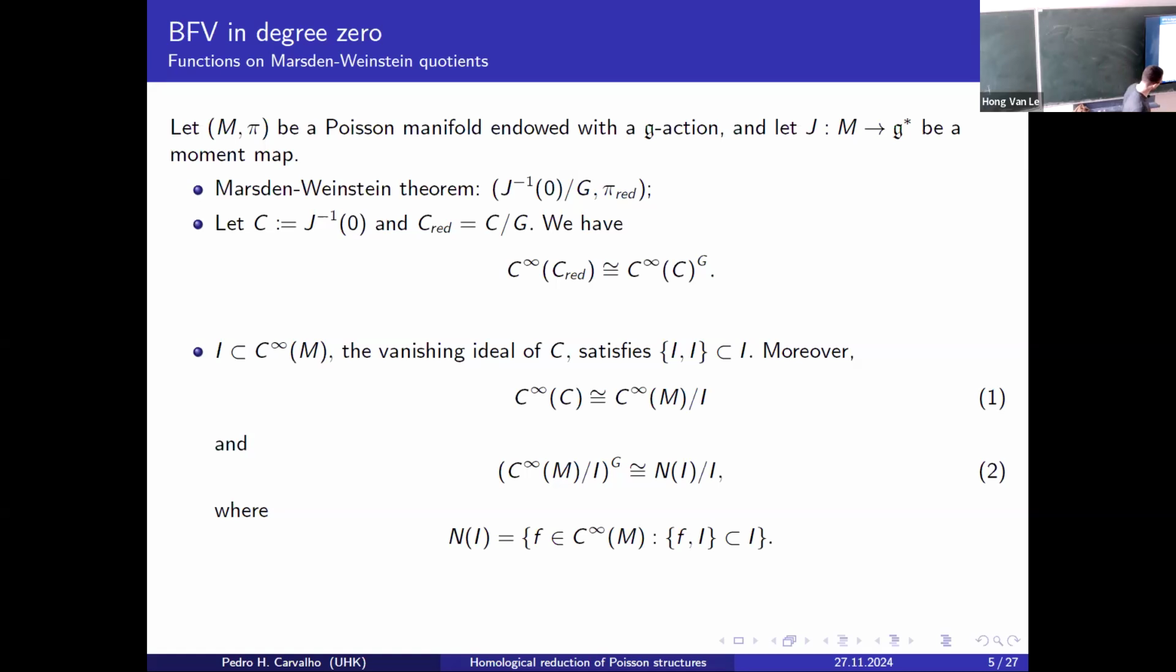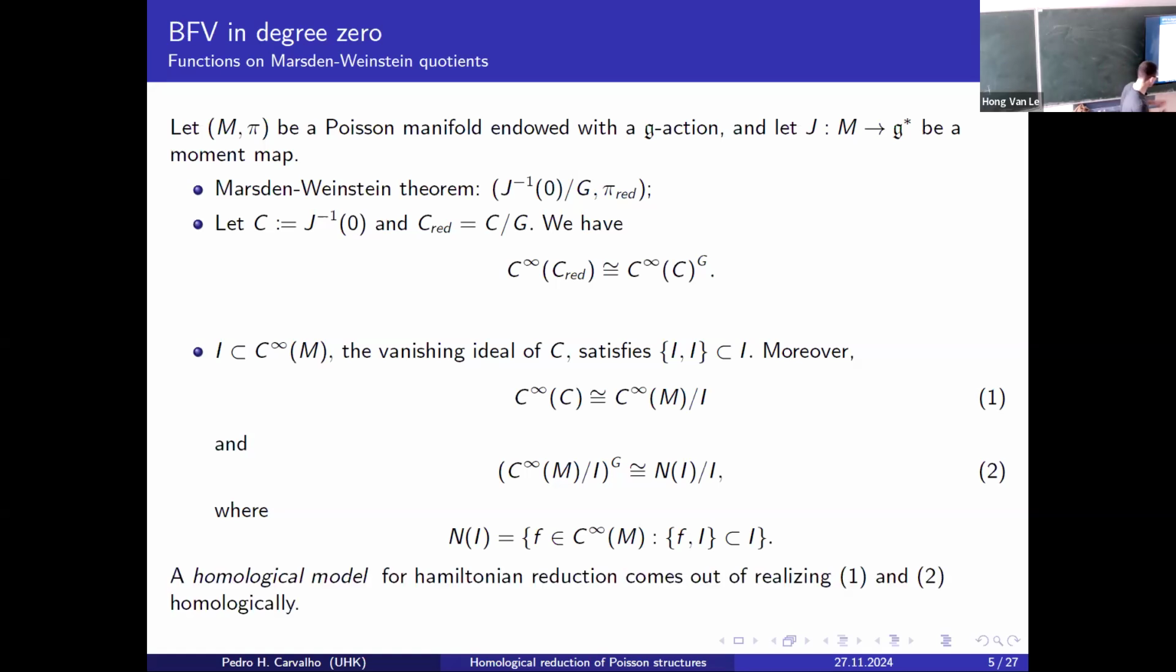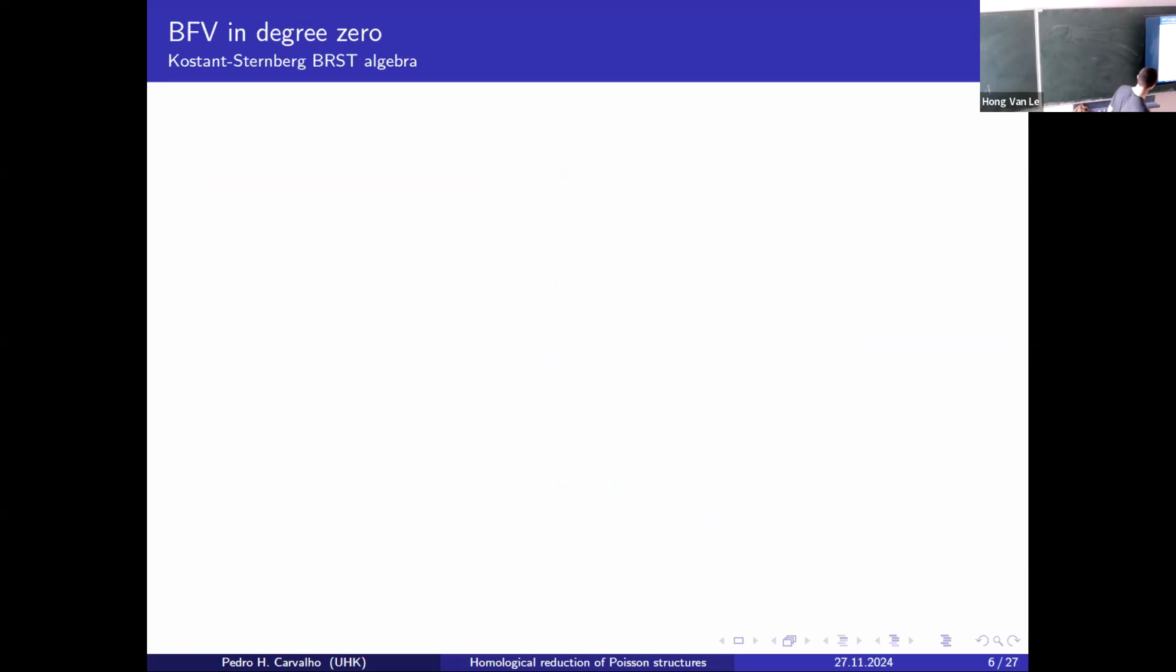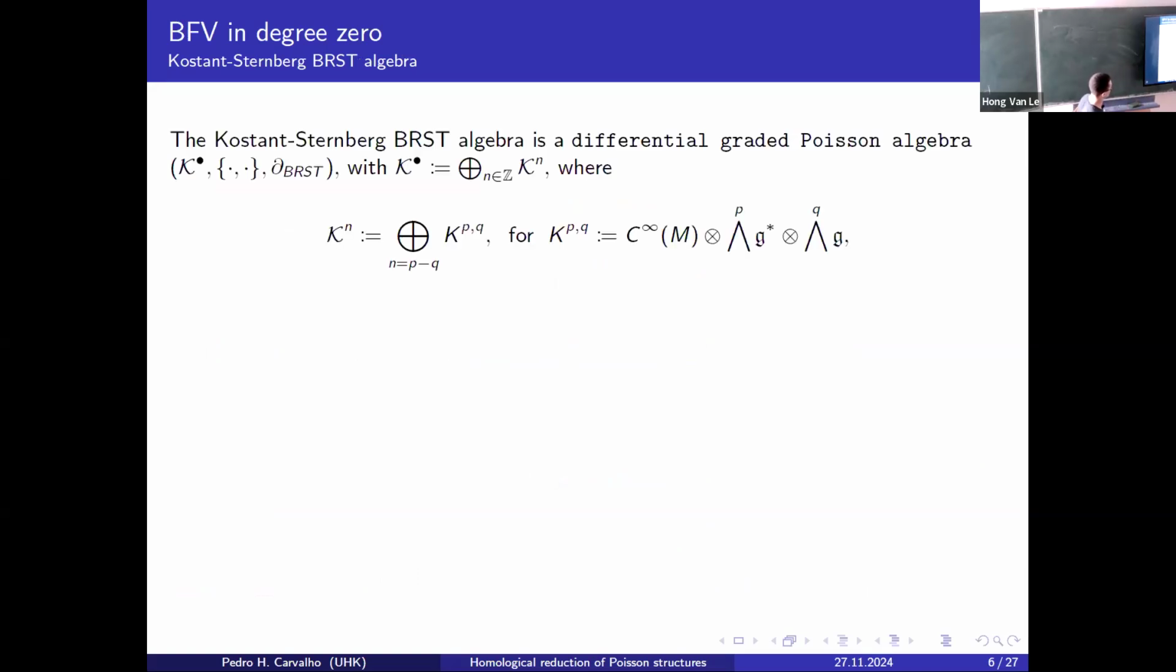So what I want to say is that there are two steps here. One is restriction, the other one is taking gauge invariance. And the homological model, so to speak, for the Hamiltonian reduction comes out of realizing steps 1 and 2 homologically in a certain sense. For the first case, you take some resolution. For the other case, you take the Chevalley-Eilenberg complex of a certain G-module. And when you do that, you get what's called the Kostant-Sternberg BRST algebra, which is a differential graded Poisson algebra, denoted here by K.